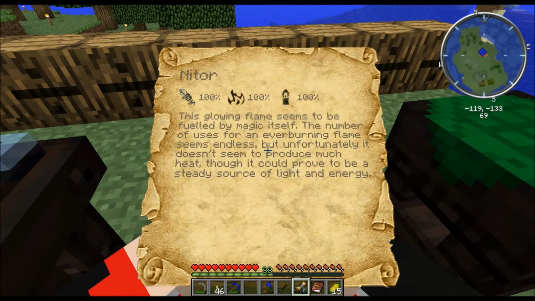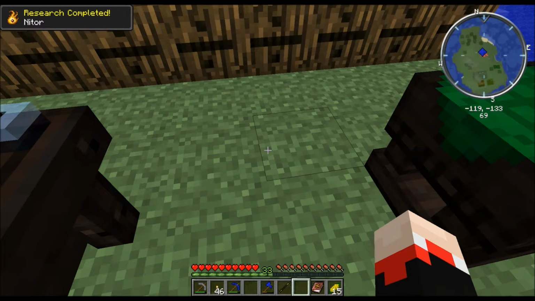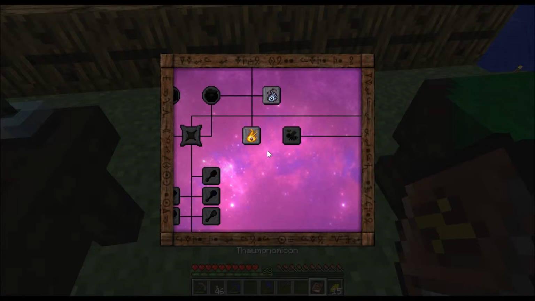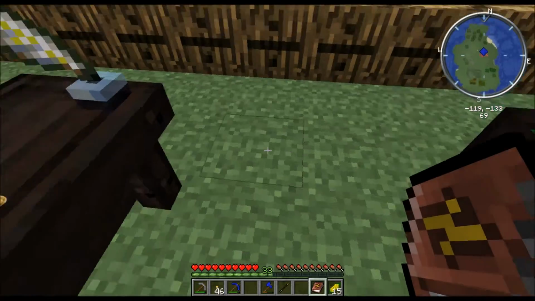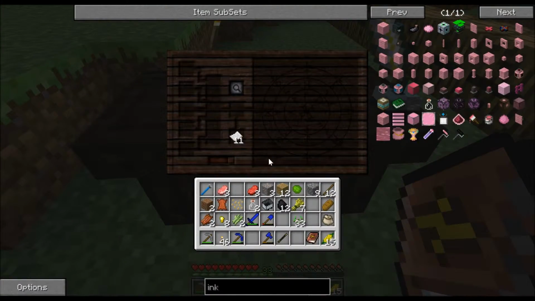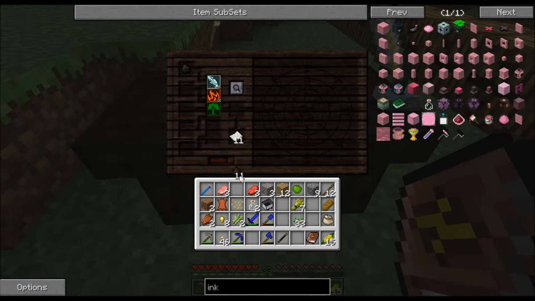Okay, then you right click on it, and then it says nitor research completed. So now if you go back to your Thaumcraft, you notice the thing isn't blacked out or flashing anymore, that it's solid, and it says research complete. Okay, so now we go on to the next one, and since I sort of know what's going on, I'm going to put some more of this stuff in, and then you notice it uses up the paper too to make the research.